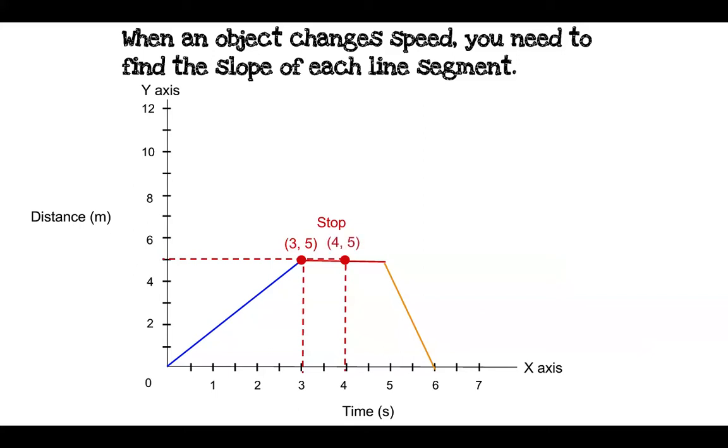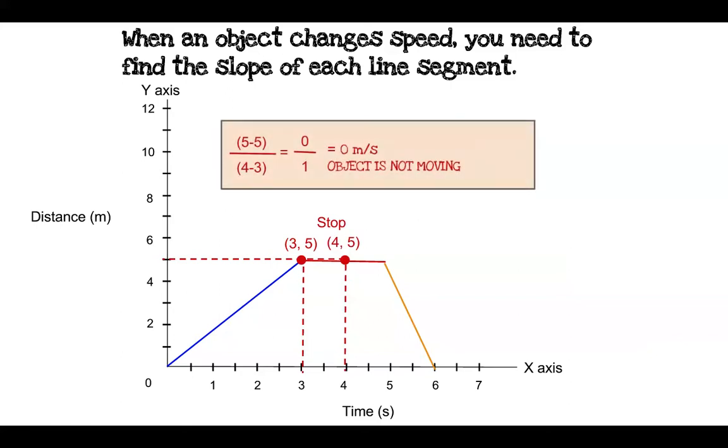So there's the 2 points right there. Coordinates 3, 5 and 4, 5. The two y values, 5 and 5. 5 minus 5 is 0. 4 minus 3 is 1. Anything divided into 0 is going to be 0 meters per second.